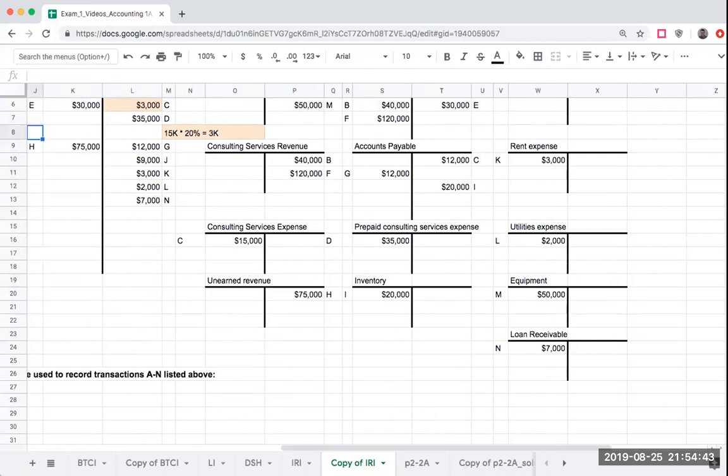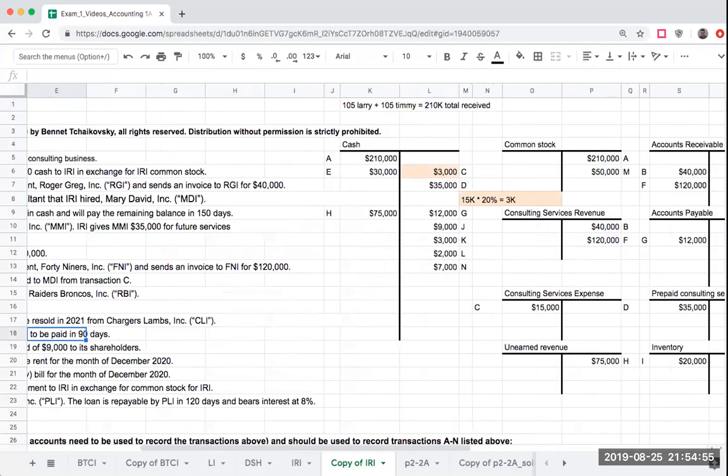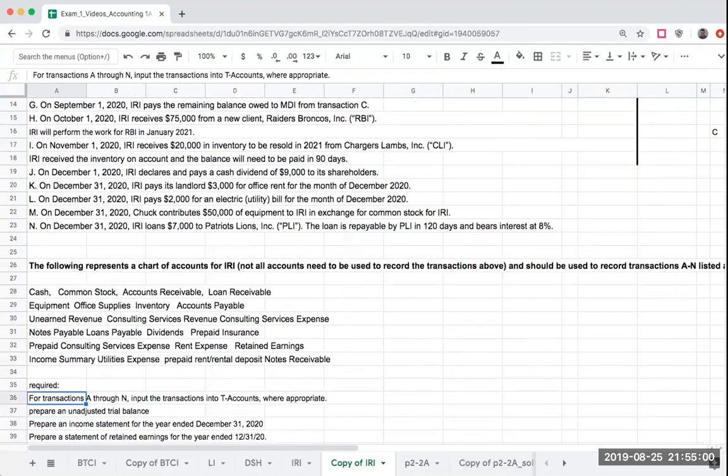What would my next step be in terms of doing this problem? What would I want to do next? Total the T accounts, and then what am I going to prepare next? Adjusted trial balance. It would actually be an unadjusted trial balance. So I've input the transactions.